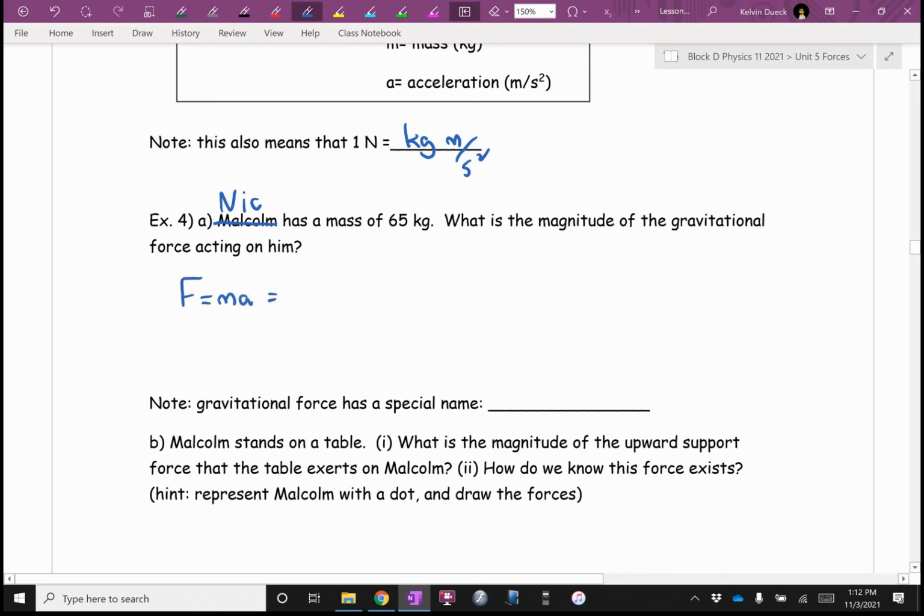Ashley, did they tell us Nick's mass? Did they tell us Nick's mass? Yep.